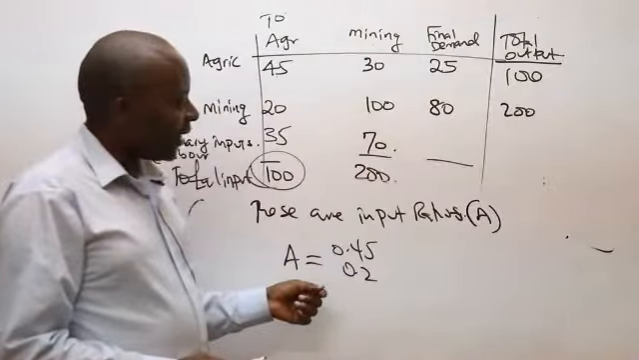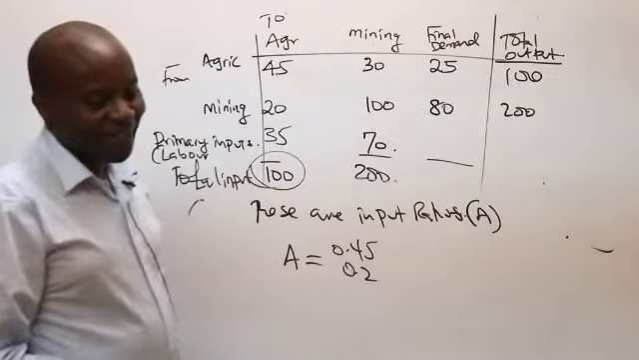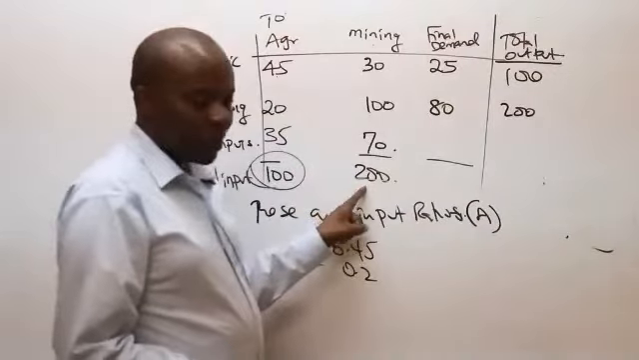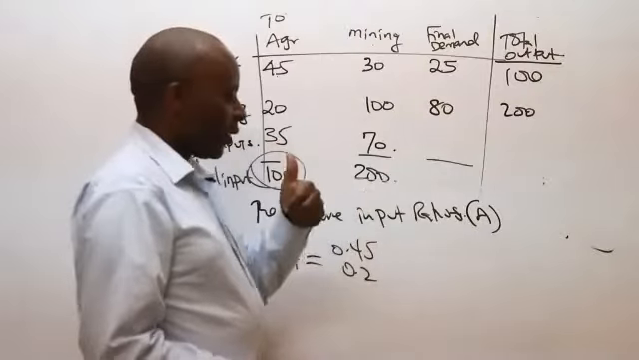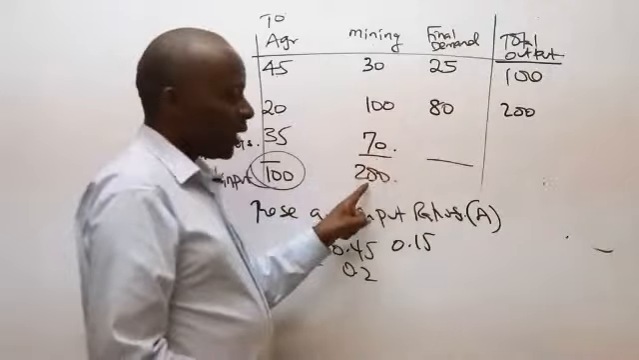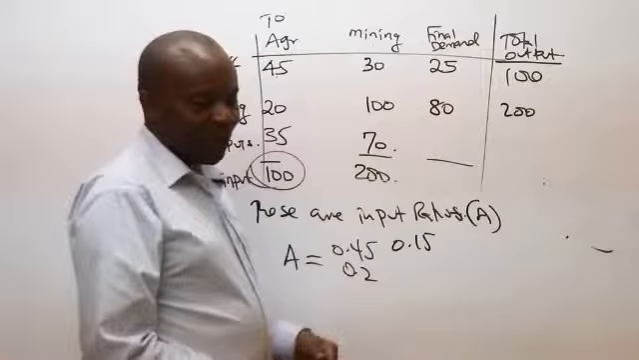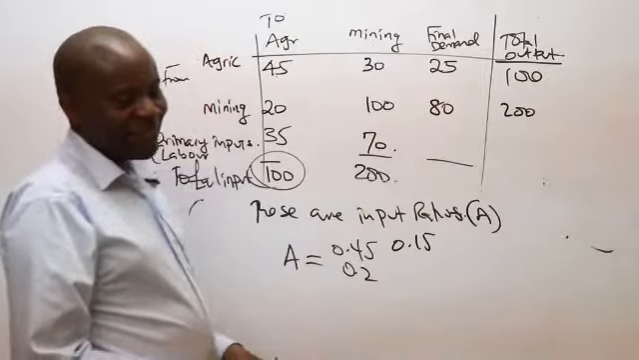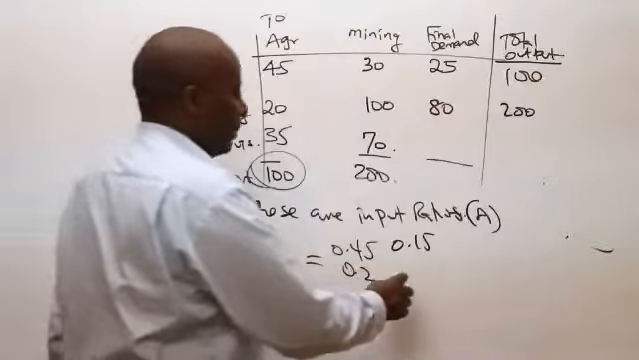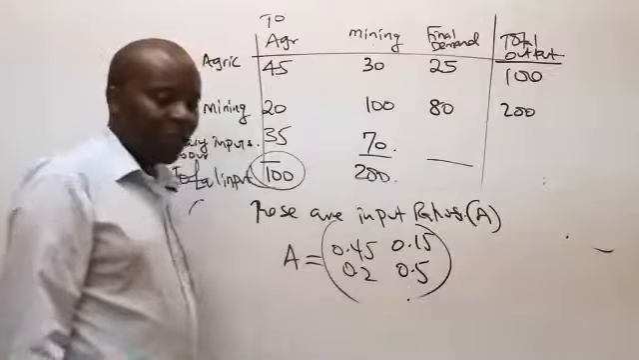Someone is still saying 0.3 and 0.1. No. It will be 30 over total input, which is 300, so it should be 0.15. And then now we have 100 divided by 200. 100 divided by 200 is not 0.1. It becomes what here, somebody? It becomes 0.5 like that.